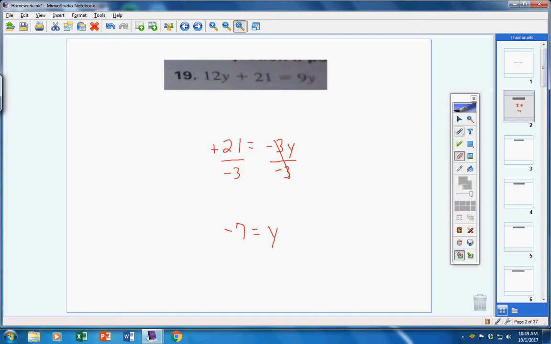Let's check it real quick here. Put a negative 7 in here. Put a negative 7 in here. We get a negative 63. This is negative 84. Positive 21. And it checks. Negative 63 equals negative 63. And students, I'm not going to check all my answers on these, okay? But I'm just reminding you on the first one that you can check your answers, okay?